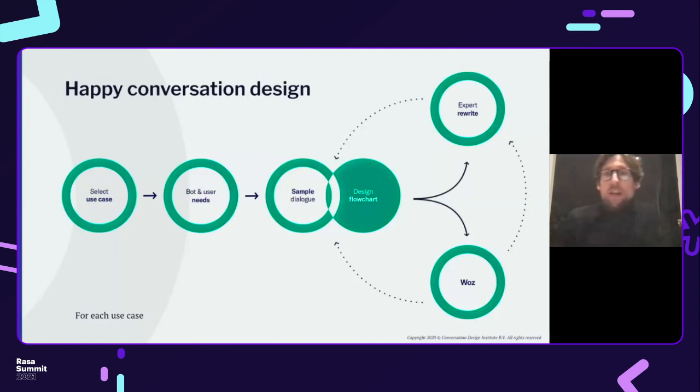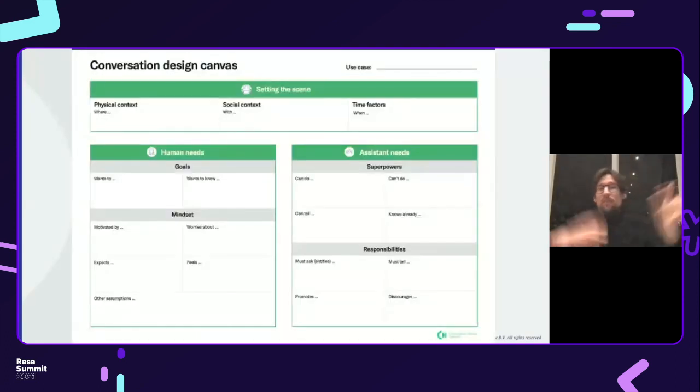We do a Wizard of Oz test and an expert rewrite. And I'll take you through the steps so you can see for yourself what all those words mean, right? So we start with a canvas. We don't do any flow charting or start developing stuff in Rasa immediately. No, we actually want to mentalize the situation, what we're dealing with, right?